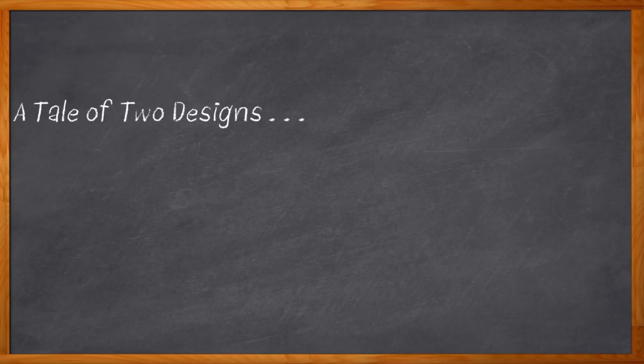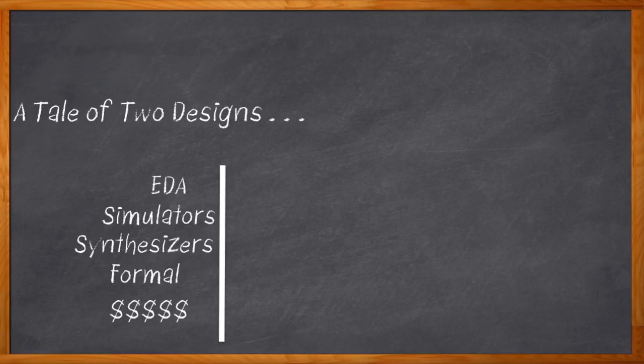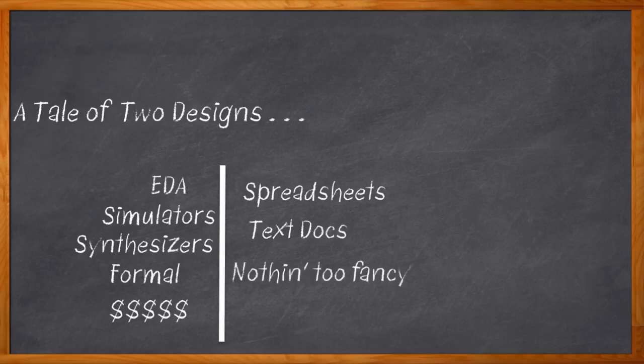As engineers, our RTL design lives are really a tale of two separate places. On one side, we've got our EDA tools, our simulators and synthesizers and formal tools and so forth, fancy, high-dollar stuff. On the other side, we've got our tools that we maybe use more to get our real creative work done. You know, like spreadsheets and text documents. Definitely not fancy high-dollar stuff, but still a huge part of most of our engineering processes. The thing is, there is this huge wall between these two sides.